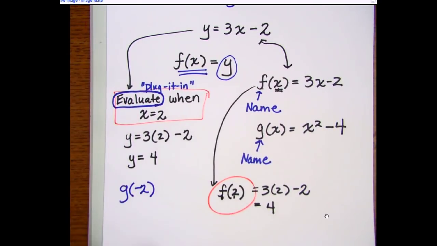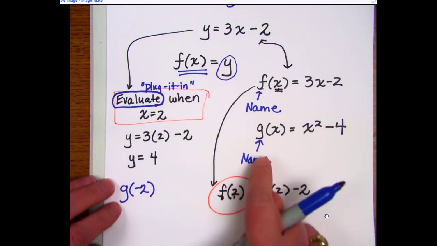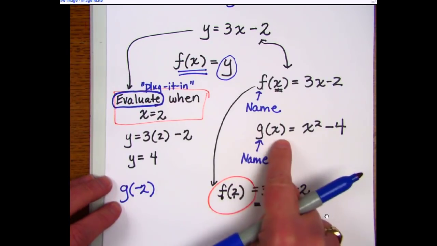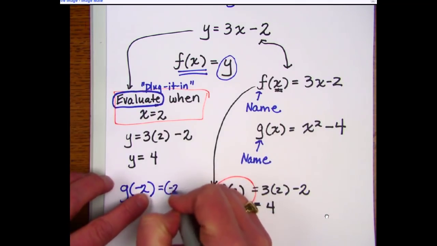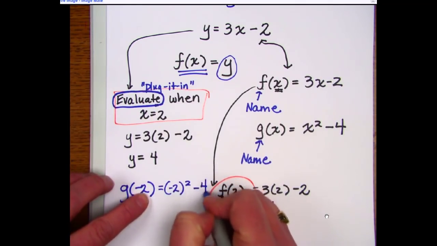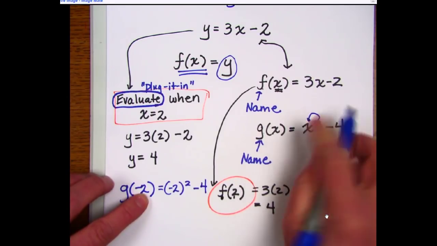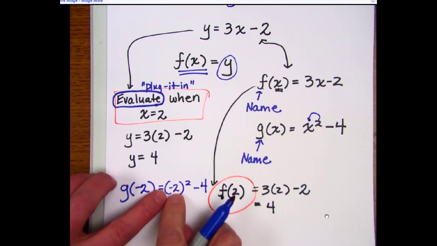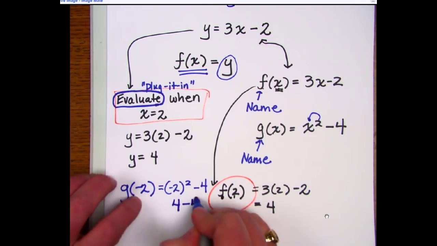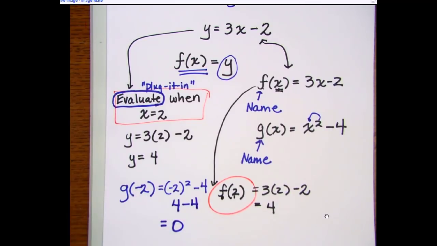Okay. Well, now I've called g's name, so I'm going to go to the g function. And wherever I have my variable, I'm going to stick in this number. So this would be -2 squared minus 4. Now notice if the square is attached to the variable, if we plug in for the variable, the entire thing gets squared. So this is -2 times -2, which is a +4, minus the 4. So we would say 0.